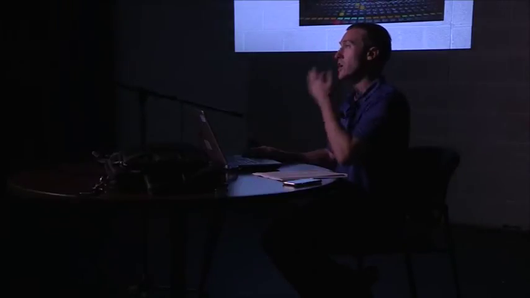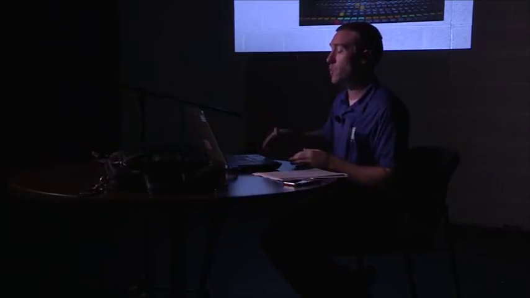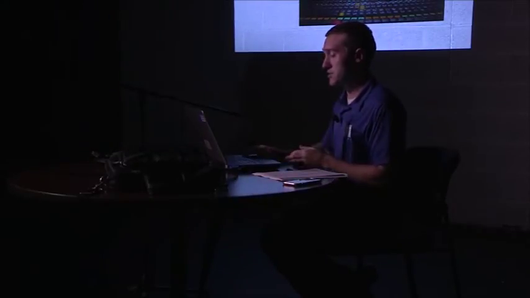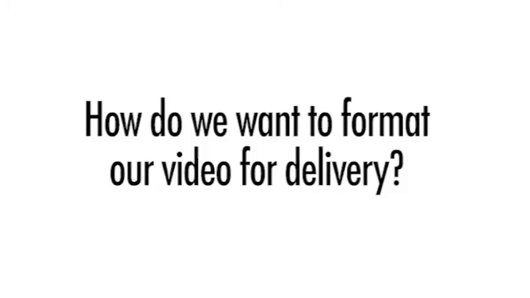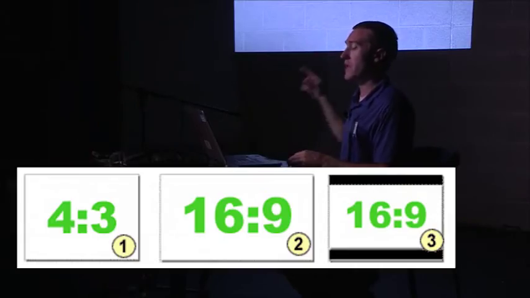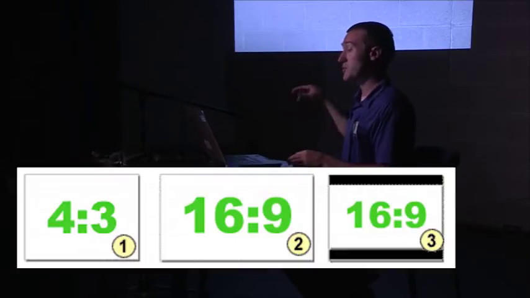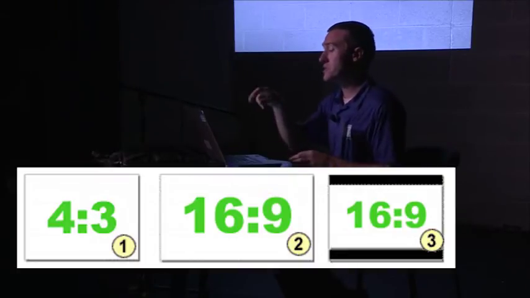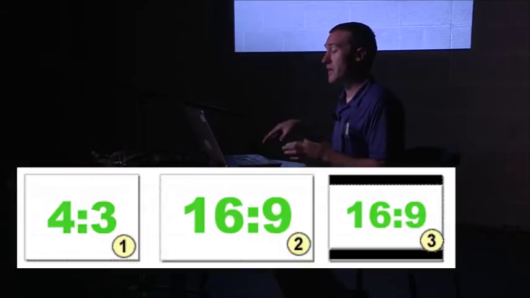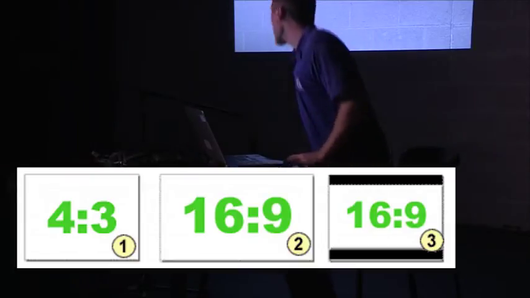So we saw the difference between a 1920 by 1080 and a 4 by 3 image. It was pretty drastic. So how do we want to format our video to be broadcast and delivered to us? We've got image number 1, which is what Comcast is taking. Image number 2 is what we're creating. If we submit the image that we're creating to Comcast, it's going to look like this.